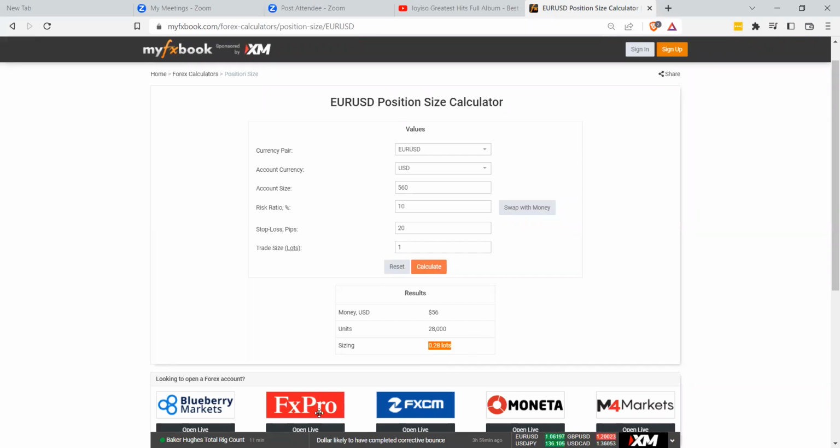Give me some feedback, guys, in the chat box. Do you understand what I've said so far about calculating lot size using the position size calculator? If you are with me, type in a yes in the chat box.